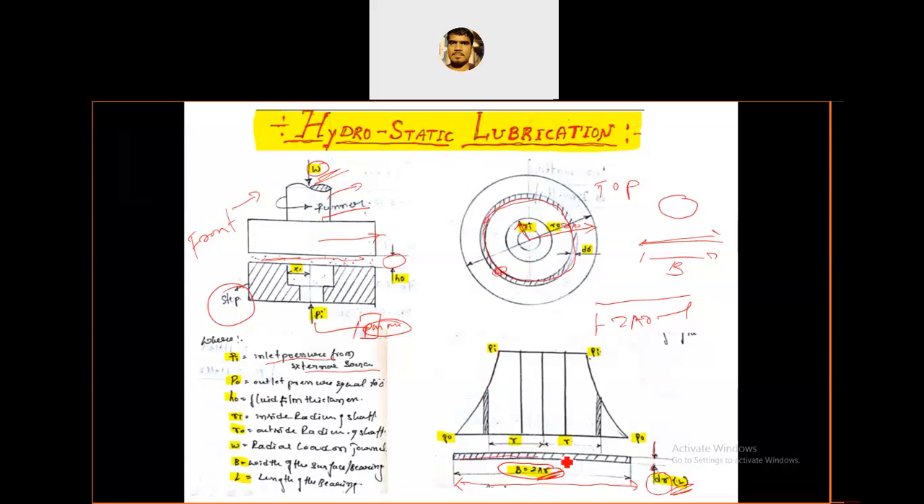Along this element, this is the pressure distribution. The pressure is maximum at the inlet, when the fluid enters, and the pressure is minimum at the outlet. The outlet pressure is minimum, P naught, when the inlet pressure is maximum.